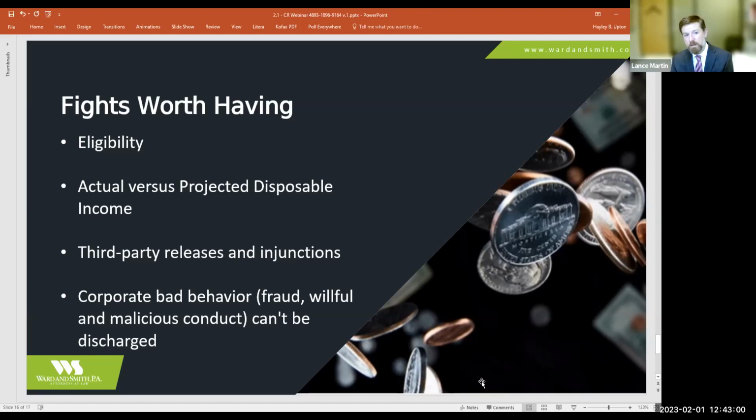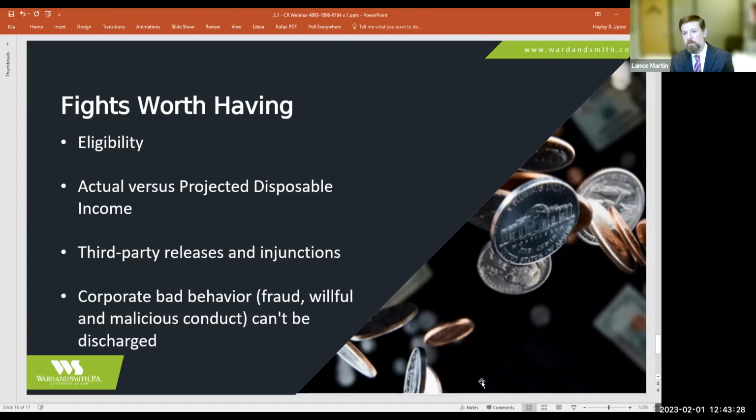So eligibility is one. The other, as Paul talked about, the big sword that they were given under the Act is the ability to use projected disposable income, pay that for 3 years, and then if that's 10 cents on the dollar and they make all their payments, then they're free, they're discharged from their unsecured debt at that point.